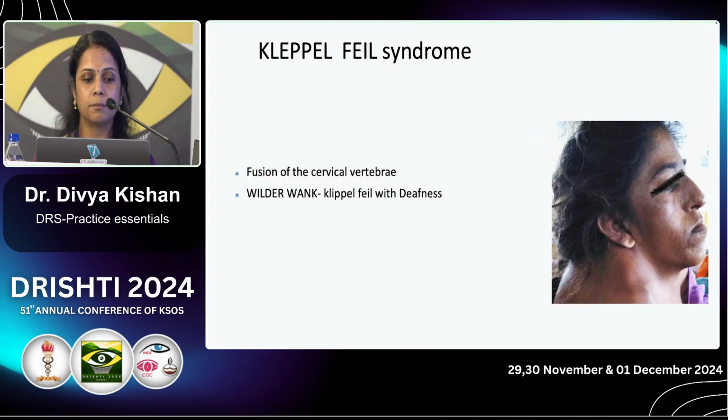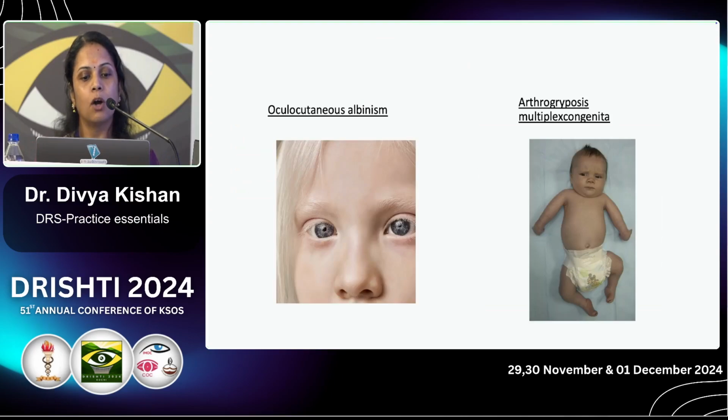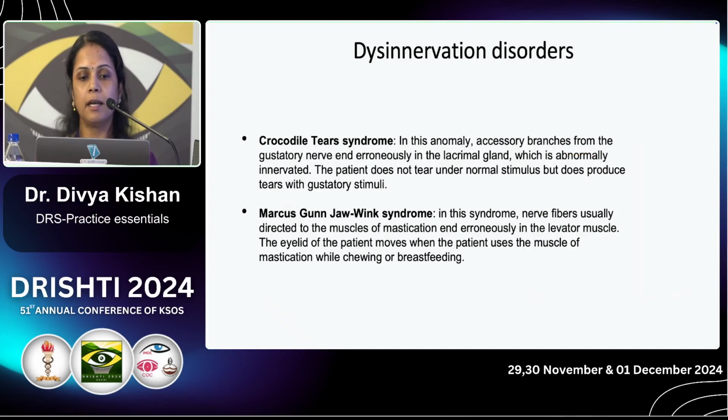of the cervical vertebrae, there is a Wildervanck syndrome, Noonan syndrome with unusual facial features, congenital heart problems, bleeding problems, oculocutaneous albinism, and arthrogryposis multiplex congenita. It is not only these systemic conditions, but ocular manifestations and malformations can also be associated with Duane's. That can include the dysplasia of the iris, trauma, pupillary anomalies, cataracts, colobomas, epidermal dermoids, and optic nerve hypoplasia.